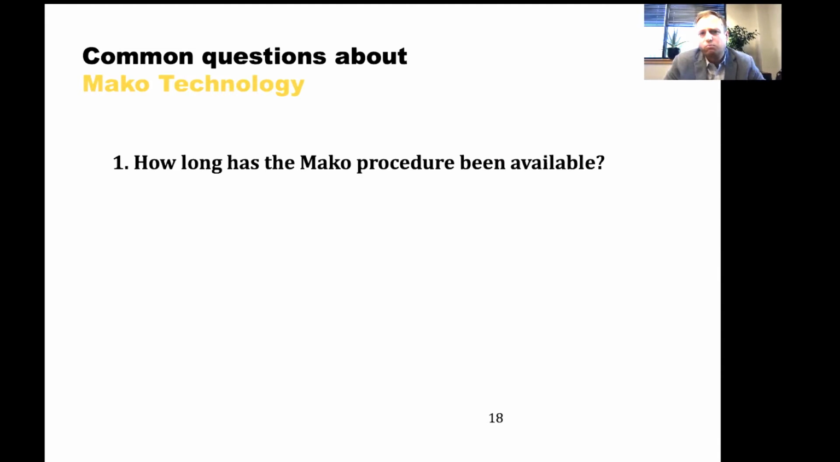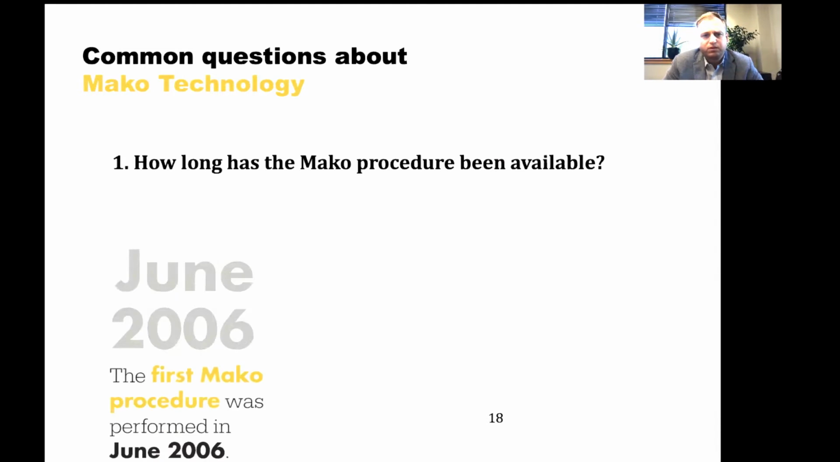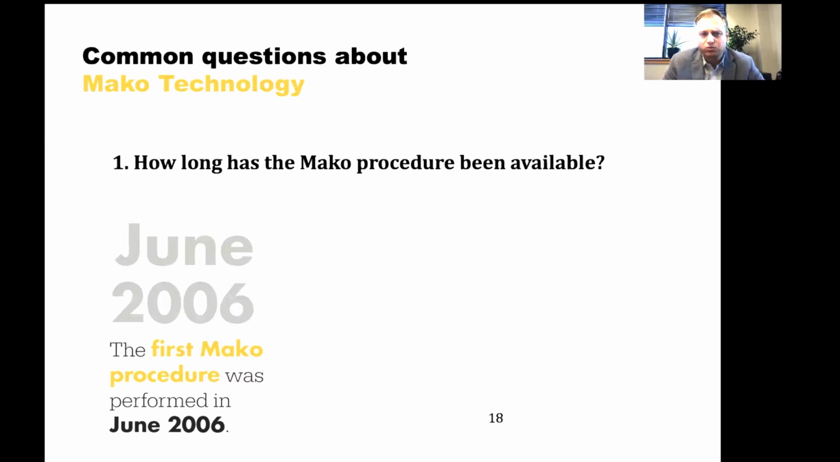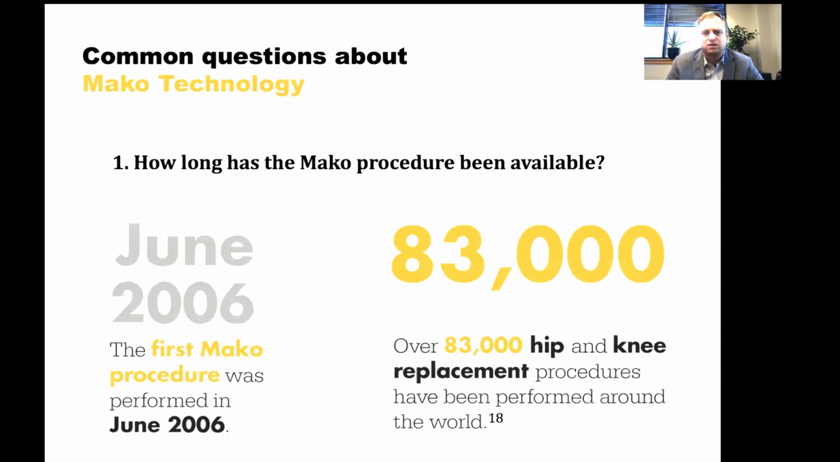How long has the Mako procedure been available? Well, the first Mako procedure was performed in 2006, and I trained down in South Florida, and it was big news down there. Over 80,000 hip and knee replacements have been performed worldwide. And a new statistic, over 50% of all Triathlon knees are put in with a robot now. I just feel this is the way things are going to go in the future.